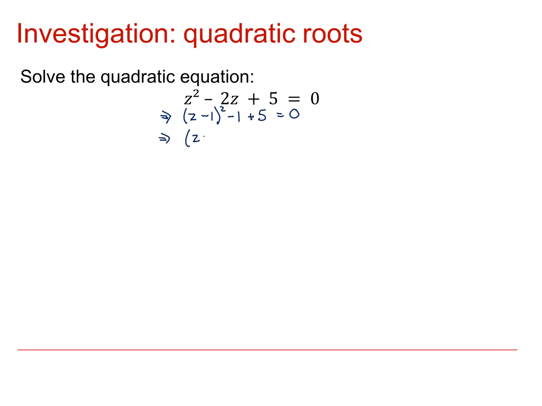Rearranging gives us (z - 1)² = -4. So z - 1 is equal to plus or minus the square root of -4. That means that the roots are z = 1 + 2i, or z = 1 - 2i.